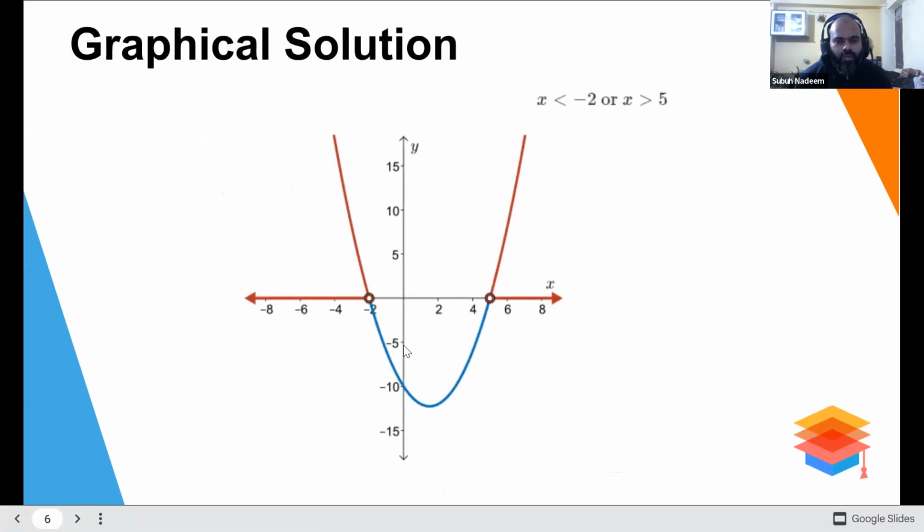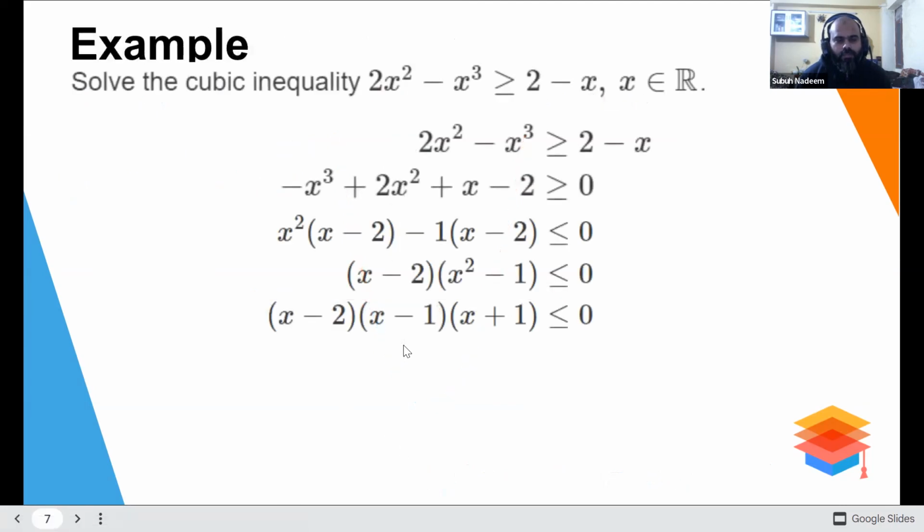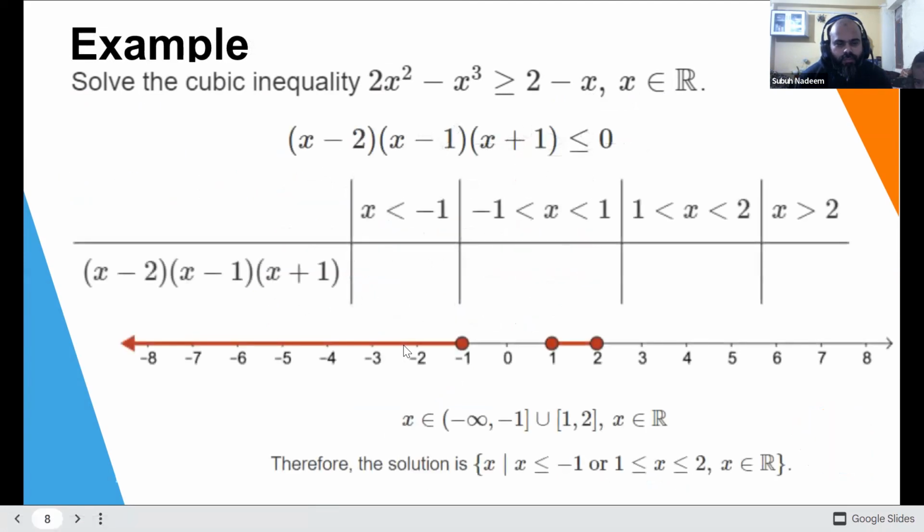Graphical solution. Okay. This is the sign scheme. -1, 1 to 2. Okay, fine. Let us move further.